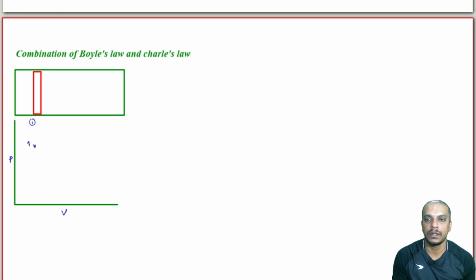I am assuming state 1 here with certain pressure and volume. Let us say the piston has moved from here to here, to an intermediate state I which I have taken, which satisfies Boyle's law. Now what does Boyle's law state? PV is equal to constant. So process 1 to I satisfies Boyle's law.